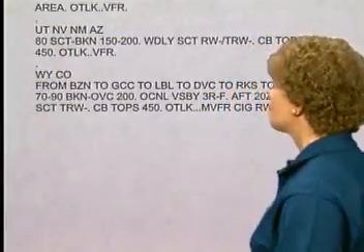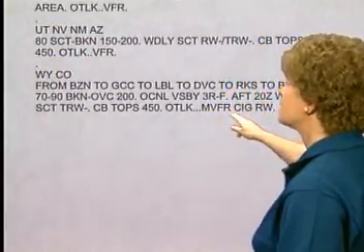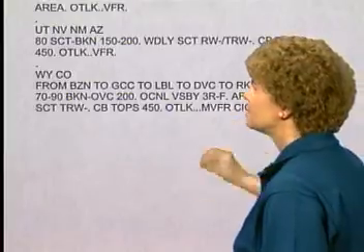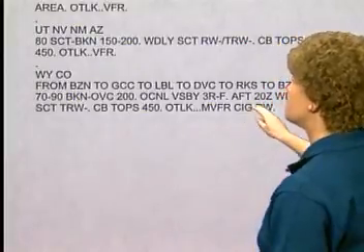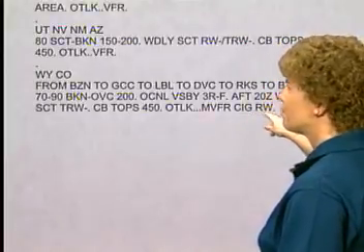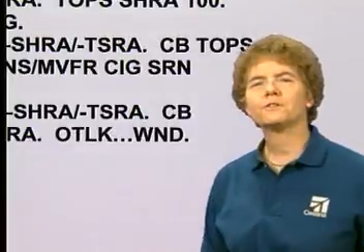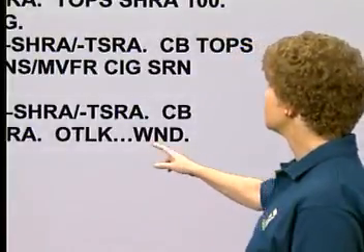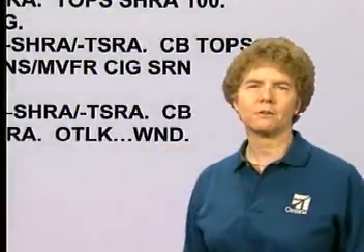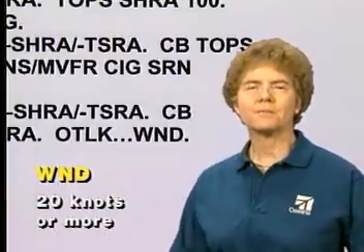Why is it going to be marginal VFR? Well, for one reason, due to ceilings, because it says CIG, meaning the ceiling should be between 1,000 and 3,000 feet, but also marginal VFR due to visibility because it has RW for rain showers, so they're expecting the visibility to be 3 to 5 miles because of rain showers. Now, if you see the note WND for wind in the categorical outlook, the wind is forecast to be 20 knots or more.